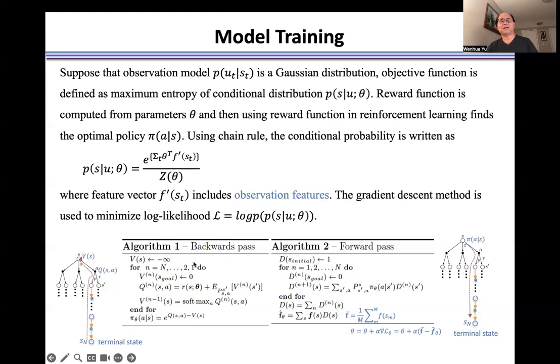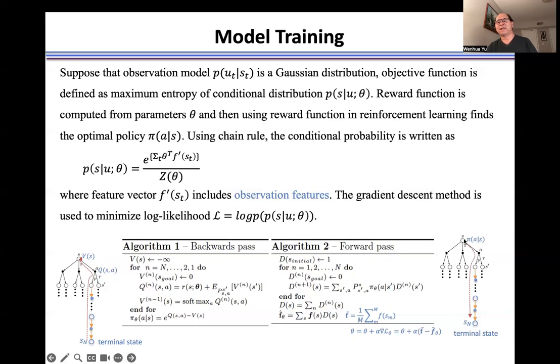In the first step, we use the backward pass to calculate the policy at the state S. To do so, we start from all the possible terminal states to calculate the expected Q value here and the expected state value function here. And from Q and V, we can calculate the policy pi at S. And then we use this policy in the next step, the forward pass.